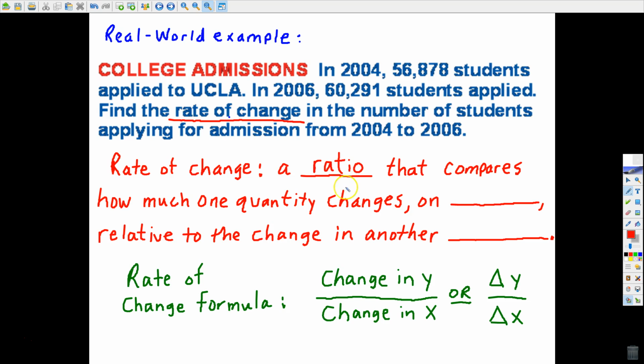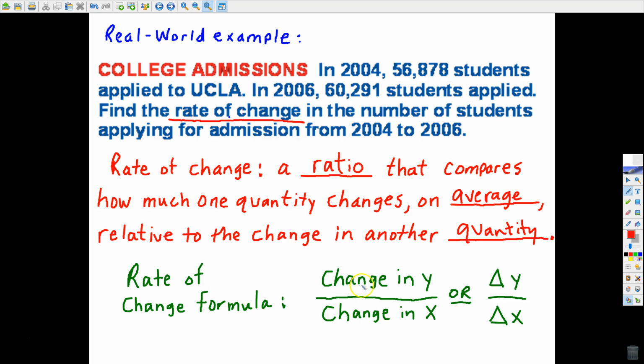And when you see the word ratio, you probably think the word fraction. That compares how much one quantity changes on average relative to the change in another quantity. So in our problem, the number of students is changing, that's one quantity, over a certain number of years. That's the other quantity. So that leads us to a formula for determining the rate of change.